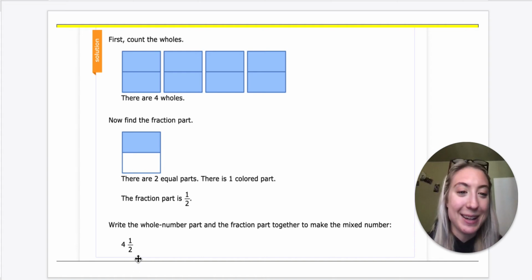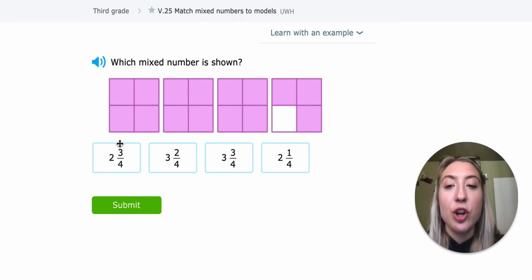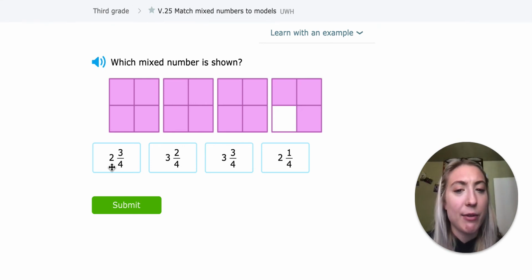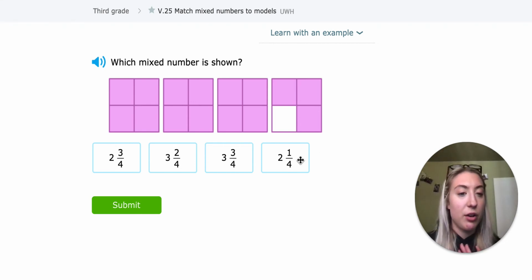So let's do some more examples together. This is when it can get kind of confusing. So remember, the first thing we're doing is counting the wholes, which means all equal parts are colored in the shape. So we have 1, 2, 3. 3 wholes. So we know it's 3. So let's first eliminate some of our choices. This says 2 wholes. Nope. And this says 2 wholes. Nope. So we automatically know those are not our answers.